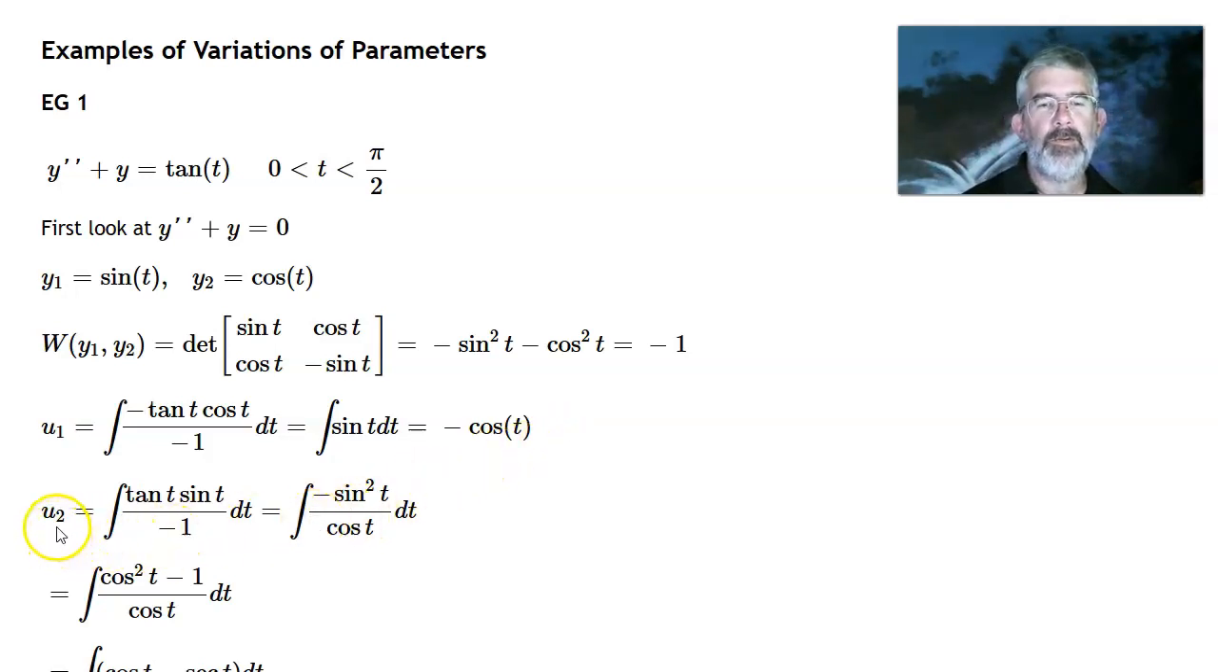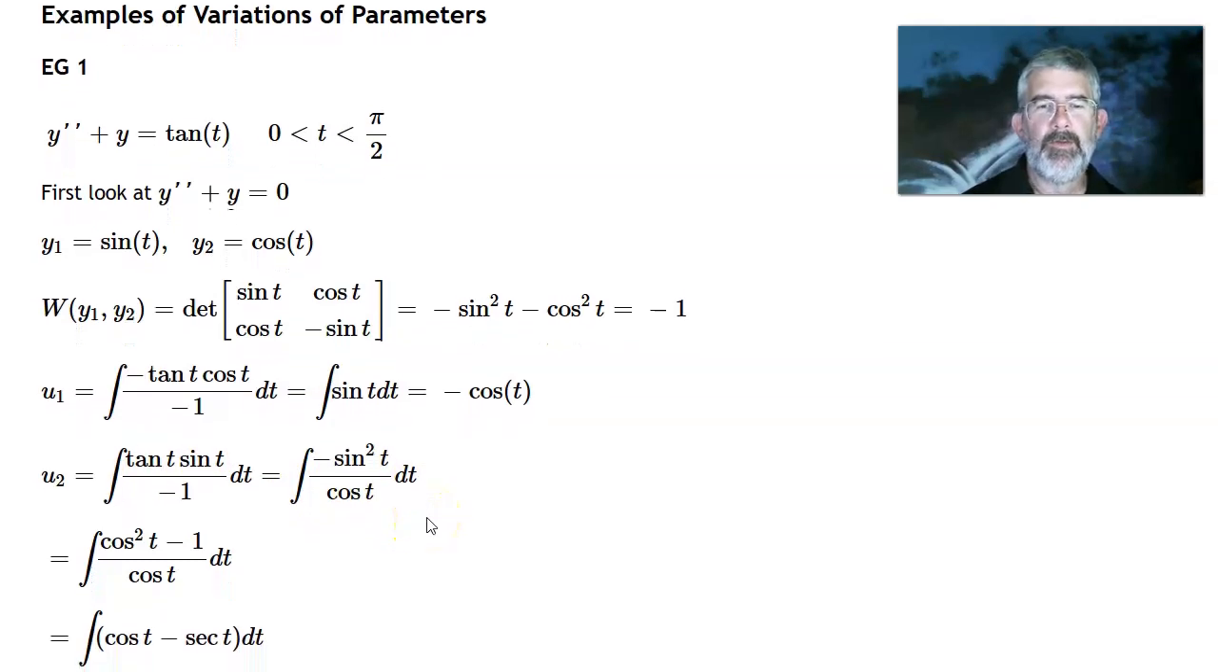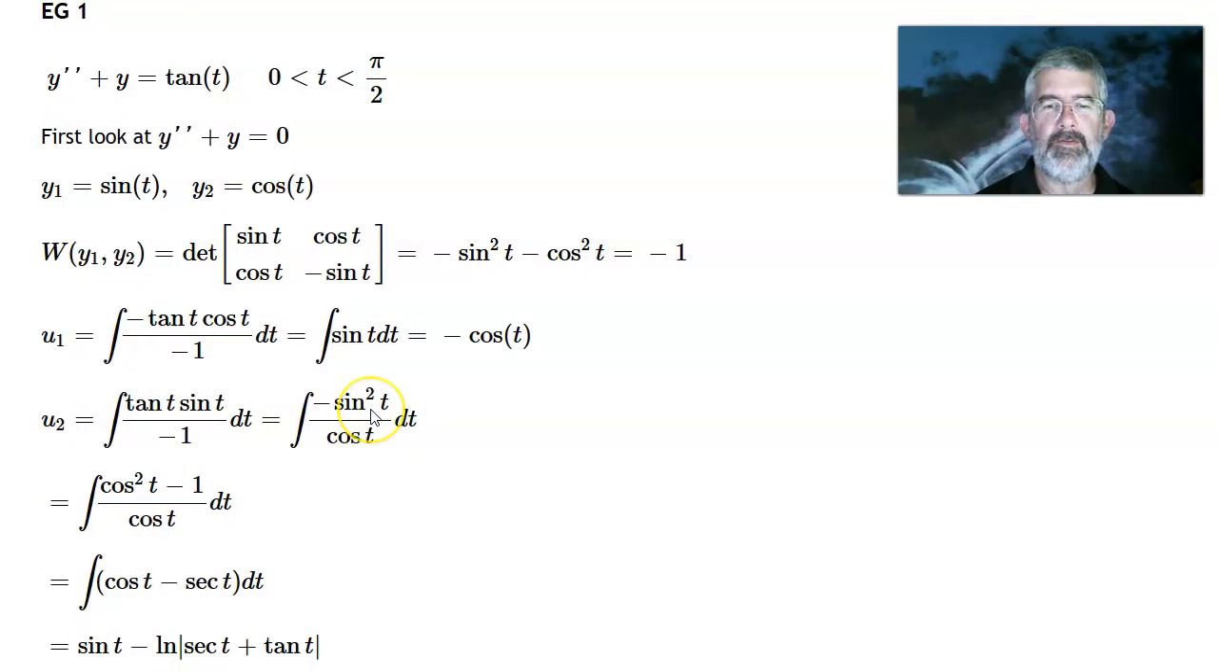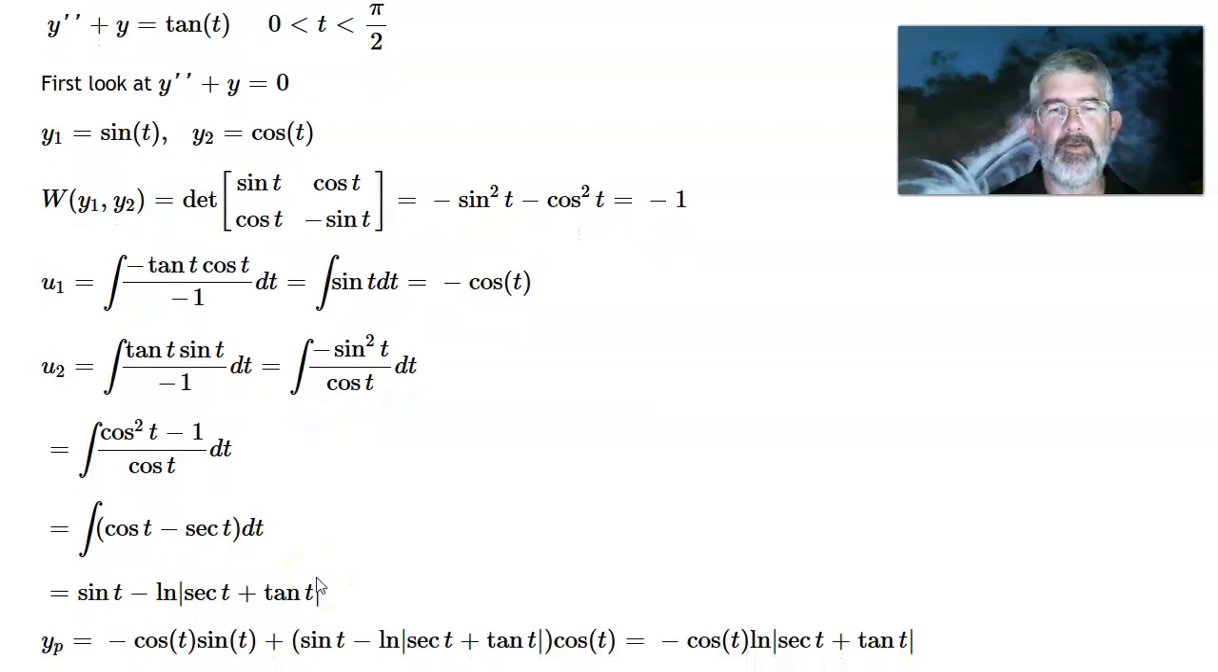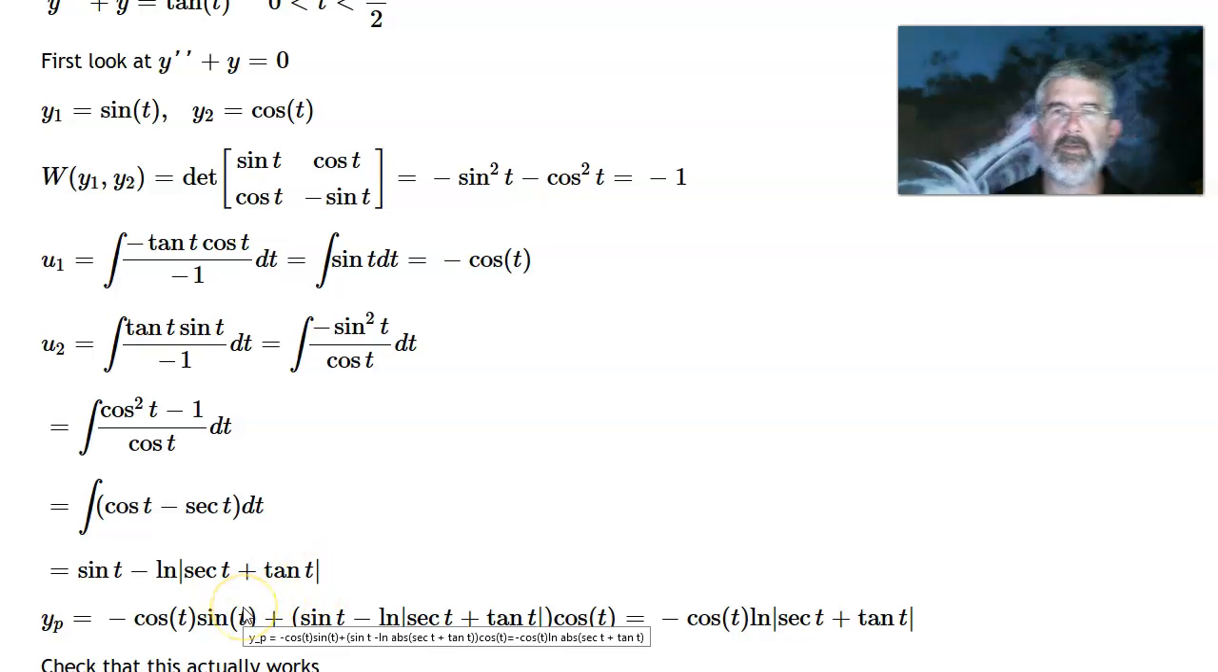Likewise, u2 was g times y1 divided by the Wronskian of y1 and y2. So sine times tangent divided by the Wronskian. Anyway, I've got a minus sine squared over cos. This takes a little bit longer to integrate. I changed the sine squared t into 1 minus cosine squared t, distributed the minus 1, and distributed the cosine in. I've got the integral of cosine t minus secant. Cosine integrates to sine, and the secant integrates to the natural log of the absolute value of secant t plus tangent t.